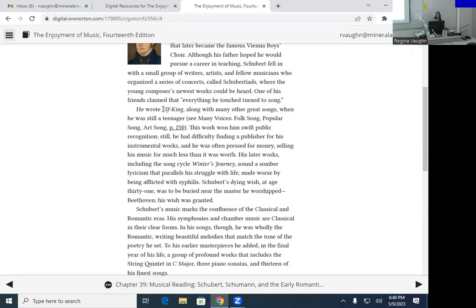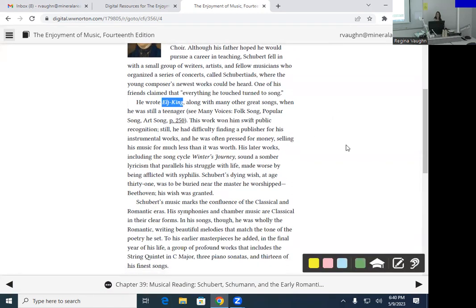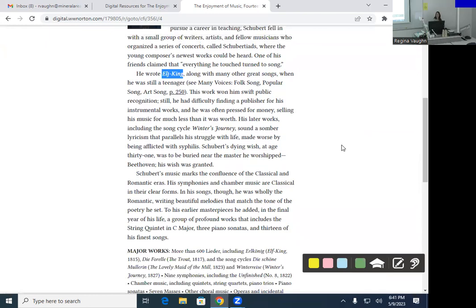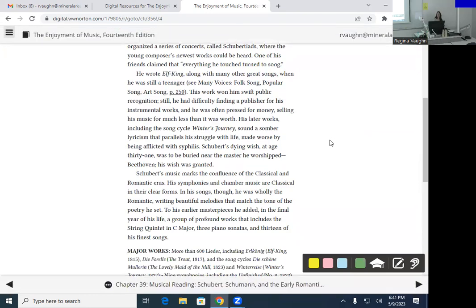We know that he wrote the Erl King, which we've heard before, and he wrote that when he was still a teenager, which is pretty impressive. This work catapulted him to public recognition and some fame, but he had a hard time getting his stuff published. He was often pressed for money, kind of like Mozart, and he sold his music for much less than it was really worth because he needed the cash.